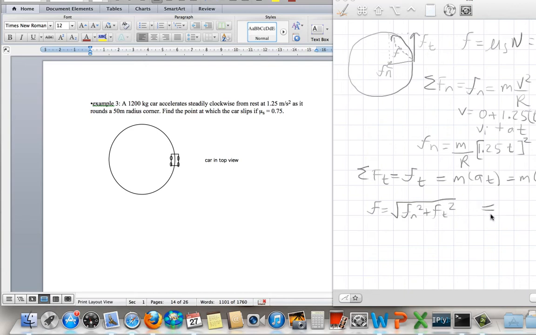But of course the maximum value that can be is the maximum coefficient times the weight. So this will equal mu s mg. So substituting in the normal component of friction, we see that it depends on speed, because as time goes on, your speed is going to increase. As a result, you're going to need more inwards friction to keep you going in the circle.